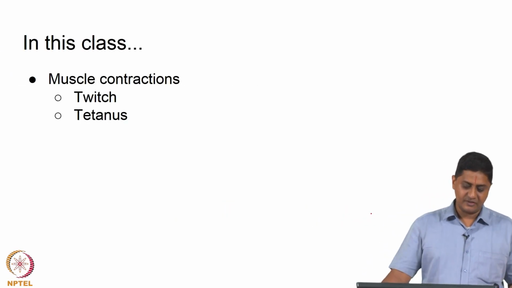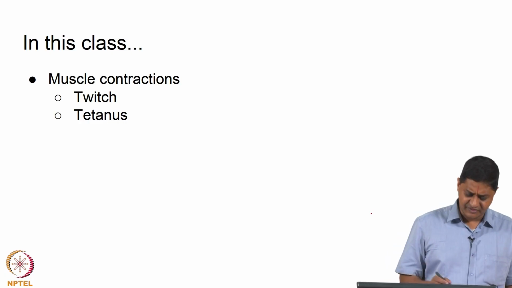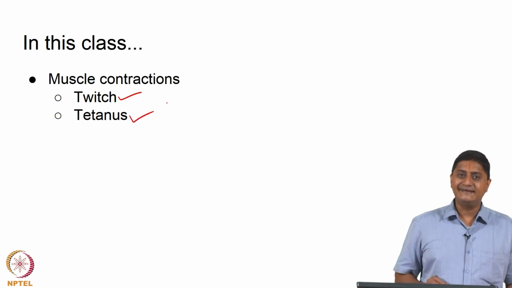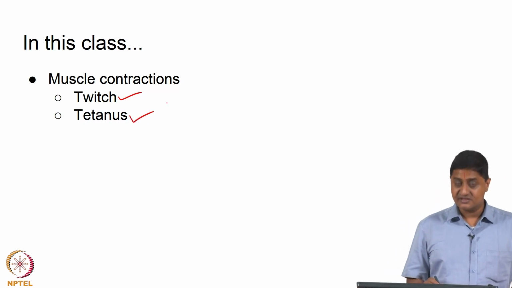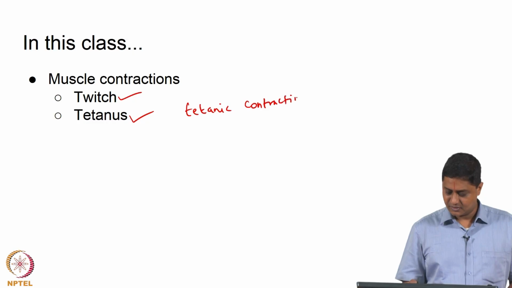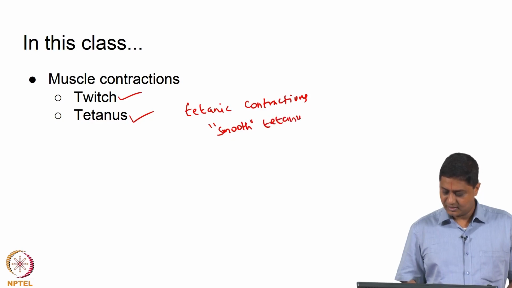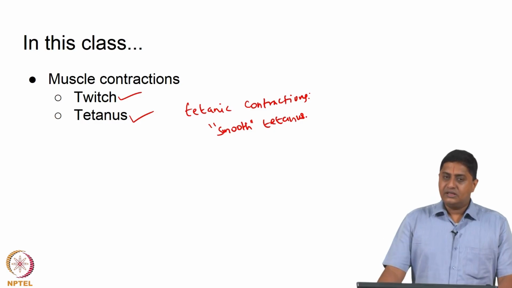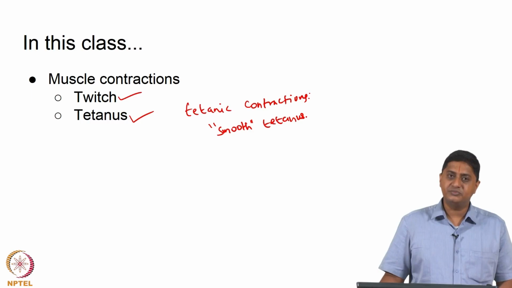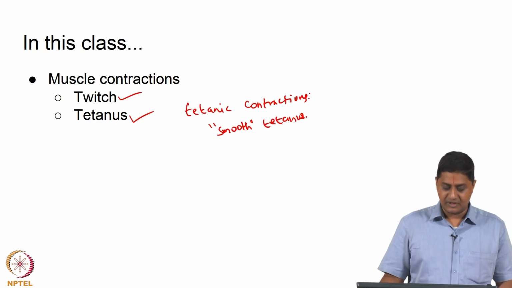So, in this class, we will be talking about types of contractions: twitch contractions and tetanic contractions, also called smooth tetanus. Essentially, each contraction is not necessarily smooth, but when multiple contractions add up is part of today's class.